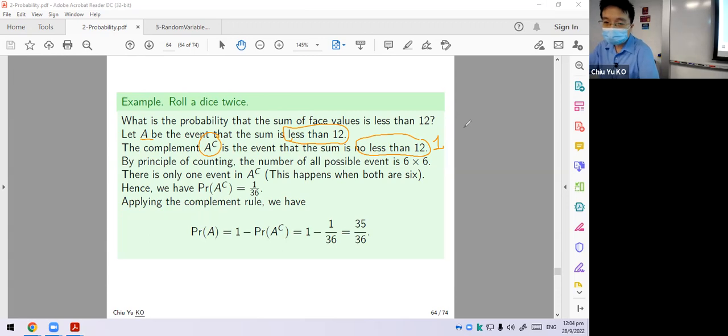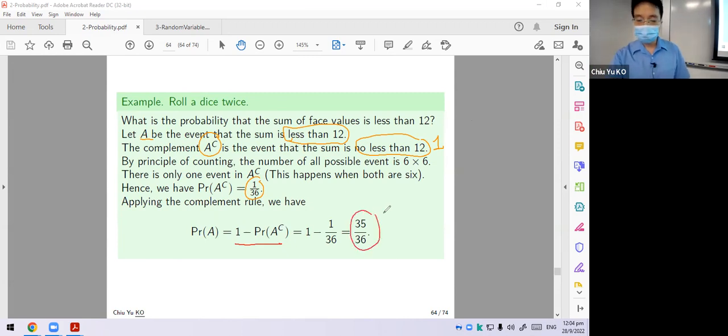And the question is how many outcomes are there in total. Because we roll a die twice, the first die has 6 outcomes and the second die has 6, so 6 times 6 is 36. That's why the probability of the complement is 1 over 36, because you only have one possibility, which is 6 and 6, and overall there are 36 outcomes in total. The complement rule tells you that you can just subtract this from 1, giving you 35 over 36.